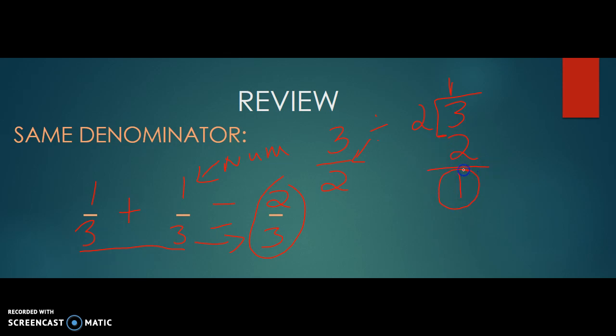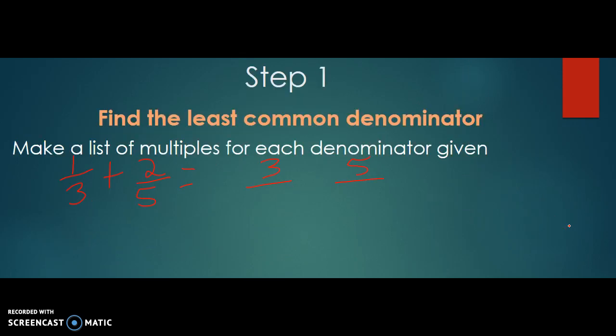Remember that your remainder becomes your numerator and keep the same denominator. So our answer would be 1 and 1/2. Do not forget about that whole number. And when we get this type of answer, these are called mixed numbers because we have a whole number and a fraction. Okay, so that covers what we already know.